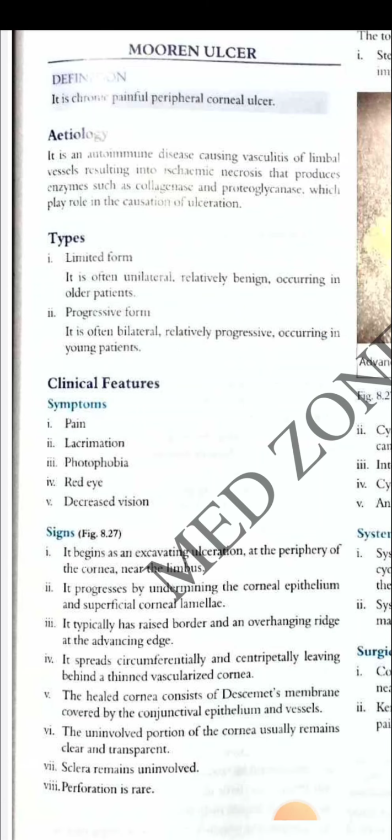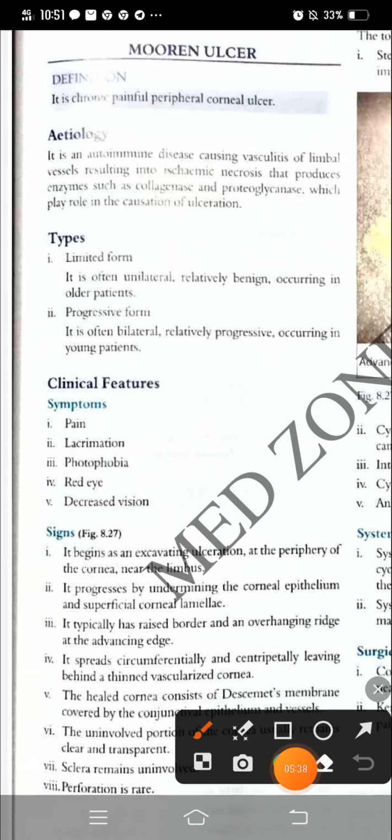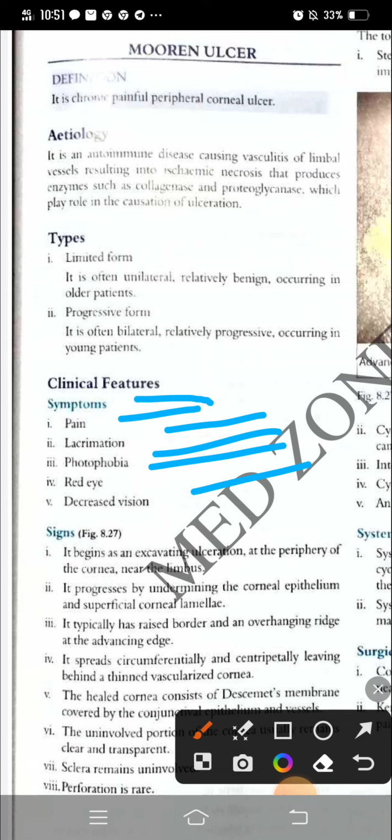What are the clinical features? Symptoms are the features that are told to you by your patient: severe intolerable pain, lacrimation, photophobia, red eye, and decreased vision. Why decreased vision? As you know, the cornea is a transparent structure and the light passes through your cornea and the image is produced. If there is any defect in the cornea then it would not happen, and ultimately the patient presents with decreased vision or loss of vision in progressive or advanced cases.